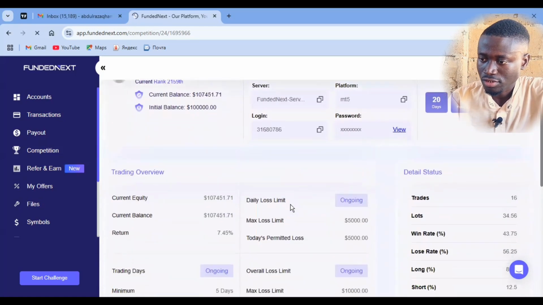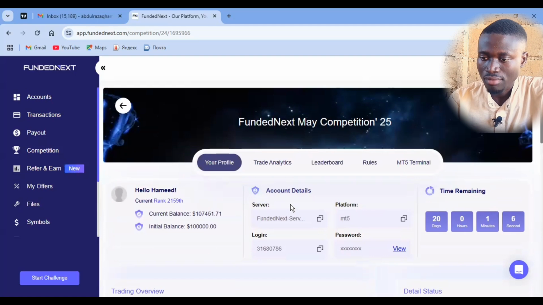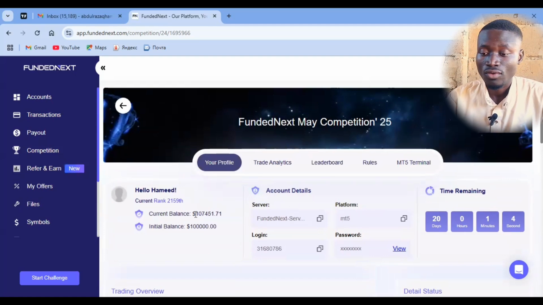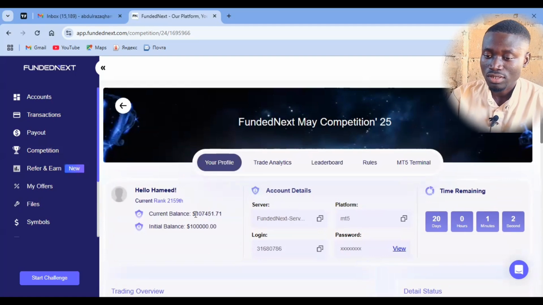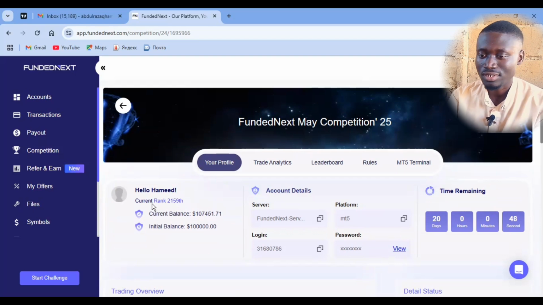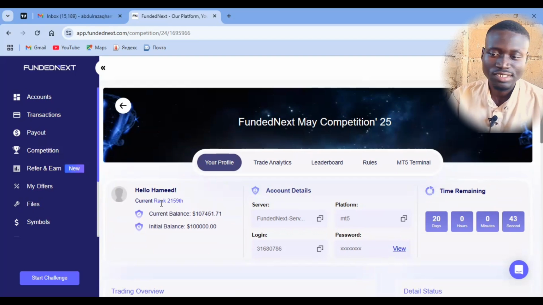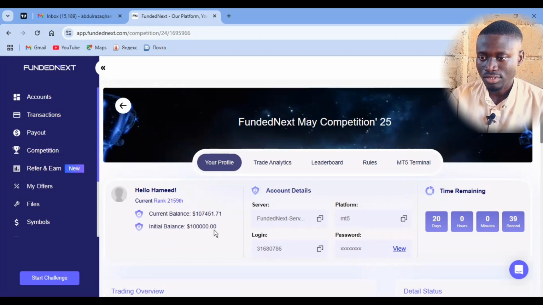This is the page. This is my account. I'm still on 7% up. This is 107,451. So this is my coin balance. My rank is 2,159 out of 80,000. I'm still on rank 2,159.